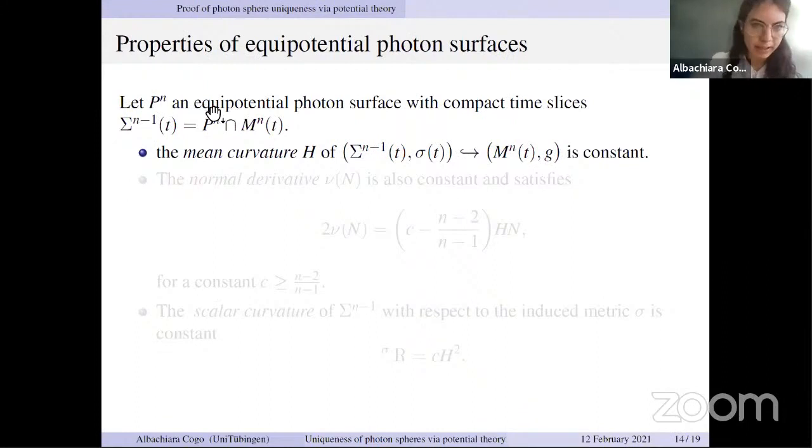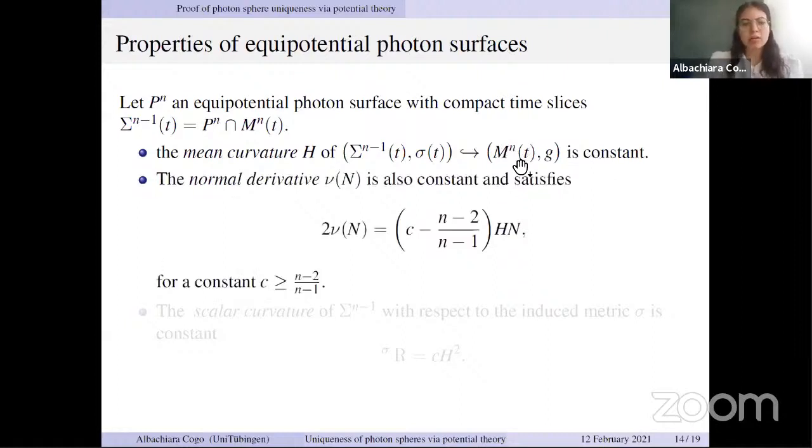These equipotential photon surfaces are such that if we consider their intersection with a time slice, this Sigma, the resulting Sigma has constant mean curvature inside the Riemannian manifold, and also the normal derivative of the lapse function with respect to the outward normal in this Riemannian manifold is constant. It's related to this constant value of the mean curvature h and the value of the lapse function, which is also constant on the equipotential photon surface, via this identity, which involves a parameter c.